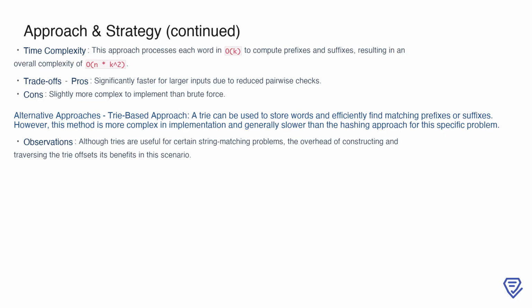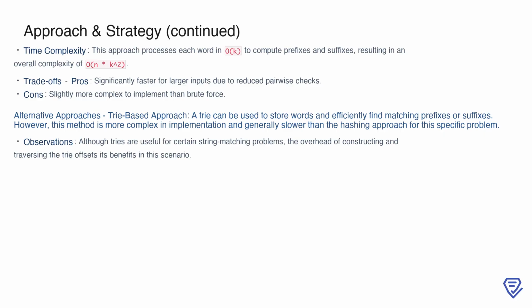For each word, we process its prefixes and suffixes in O(k) time, and since there are n words, the overall complexity is O(n*k squared). While this is slightly more complex to implement than the brute force method, it offers a significant speedup for larger input sizes by avoiding the quadratic growth of pairwise checks.